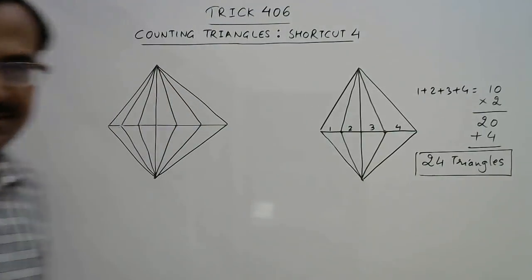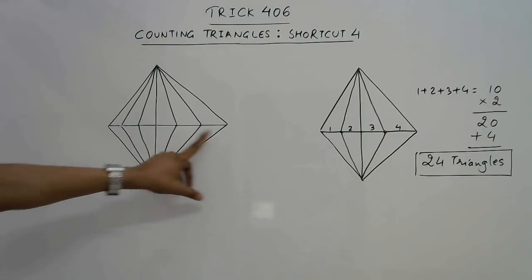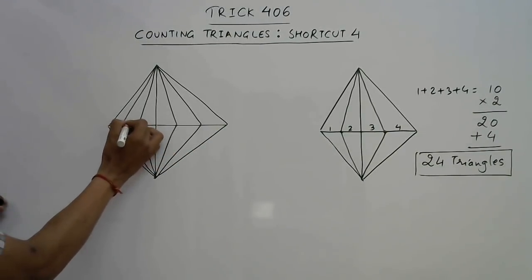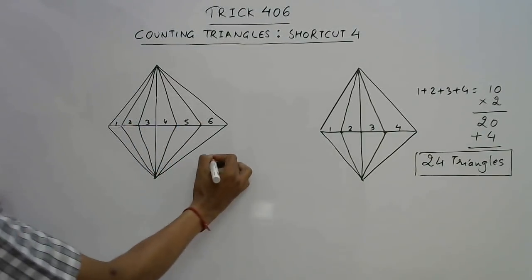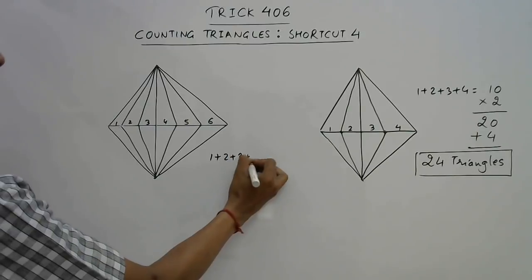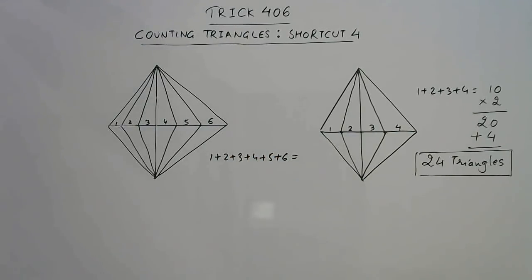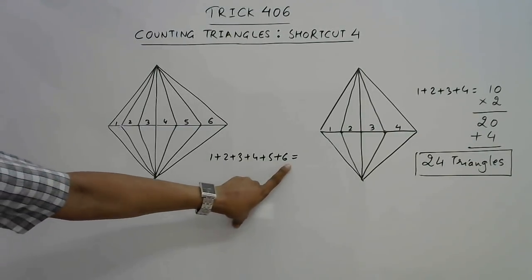Let us generalize this in this question. Now the base has been divided into a greater number of parts. So see how many parts? 1, 2, 3, 4, 5 and 6. So if you add 1 plus 2 plus 3 plus 4 plus 5 plus 6, students who are aware of the sum of first n natural numbers will come to know immediately that the answer is 21. So 1 to 4 it is 10, 15, 21.